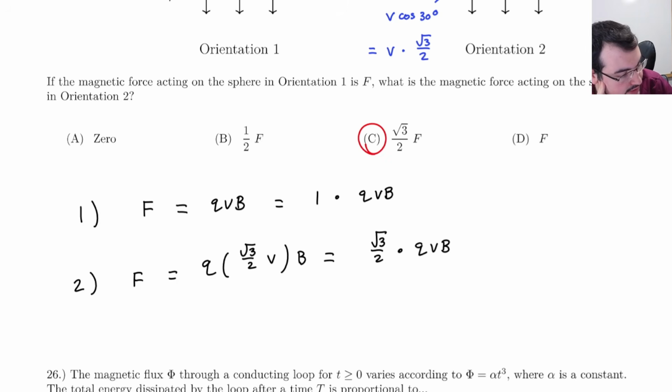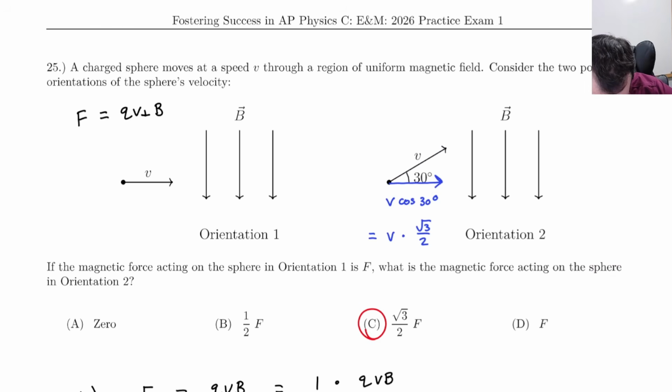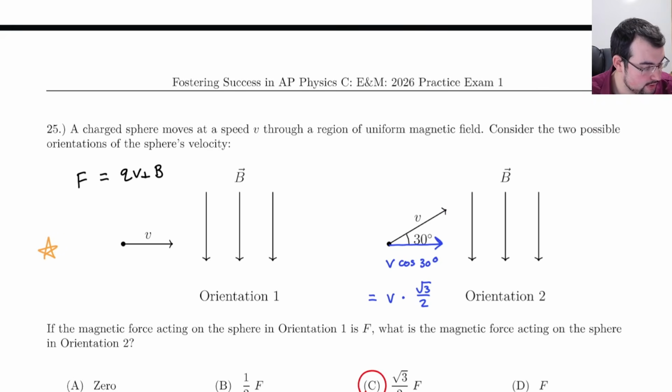And that corresponds to answer choice C. Let's actually see what I said for this one. I said this was 1 star. You just had to extract the correct component. It was definitely not this, and it was definitely not this, so you just had to pick the right trig component. So you had to use the fact that you wanted the perpendicular part to the field.